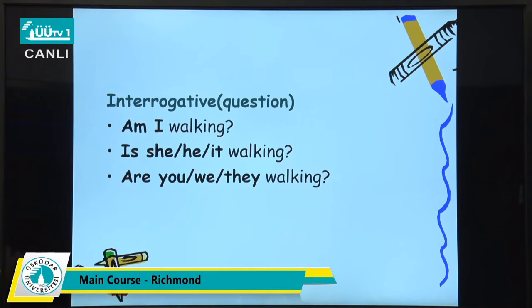This is how we make a question with present continuous tense. Again, we use am, is, are. Am I walking? Is she walking? Is he walking? Are you walking? Are we walking? Are they walking?